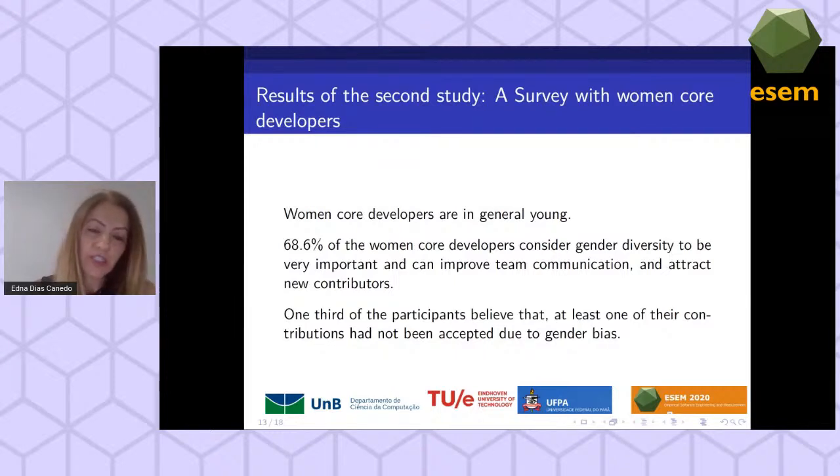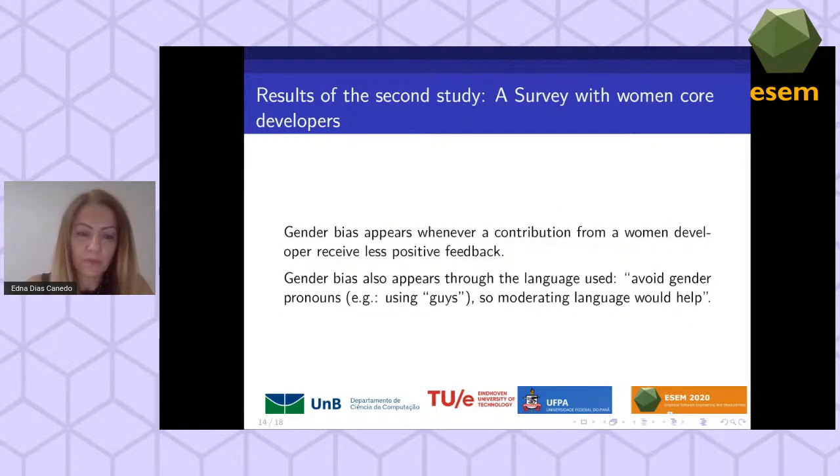Even in a population of core developers, one third of the women believe that at least one of their contributions had not been accepted due to gender bias. Moreover, 11.4% often recognize gender bias while someone appraises their contributions. Gender bias appears whenever contributions from women core developers receive less positive feedback.